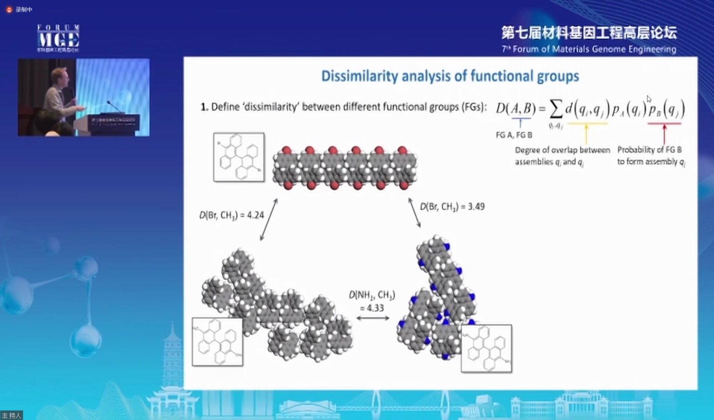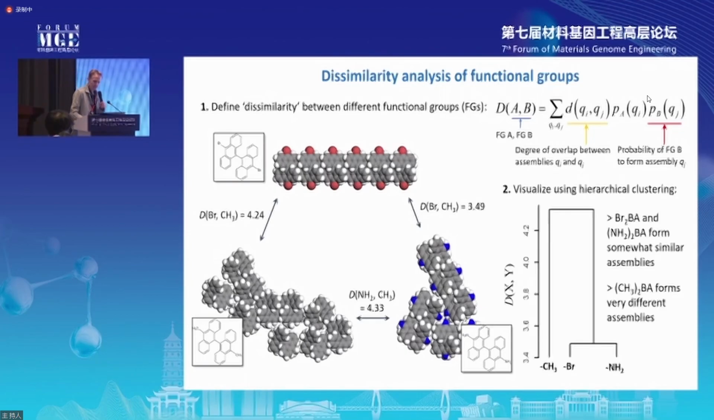This is a bit more useful here. These numbers are giving the dissimilarity between these assemblies. So these ones are very different. These two here are slightly closer. These two here are a little bit different as well. We can make this visual using something called hierarchical clustering. And now things get a little bit more clear. You can see just from this plot that the bromine and the amine functionality form a somewhat similar assembly. They get tied very early. The methyl forms something completely different.